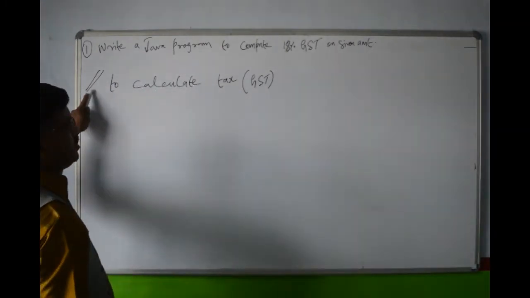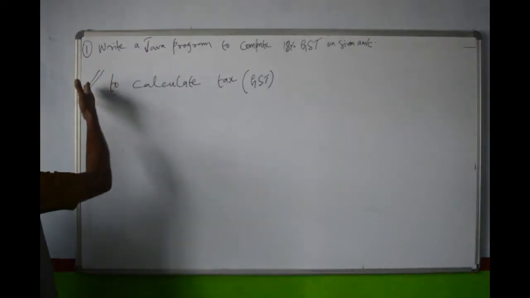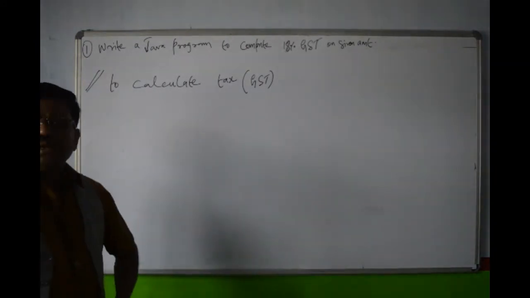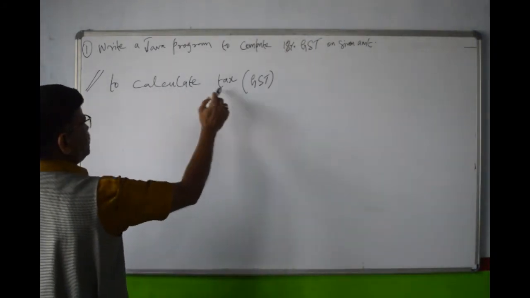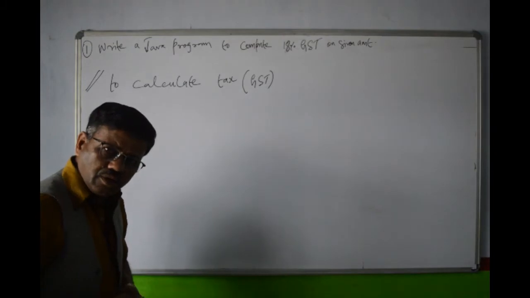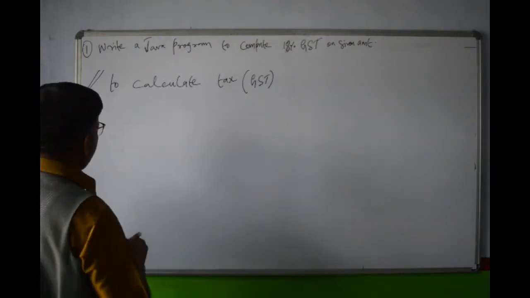This is the remark statement or comment statement. As I told you, a comment should always begin with a double slash because it's only one line. What are you going to do in this program? To calculate the GST, right? Goods and Service Tax, we call GST, right?